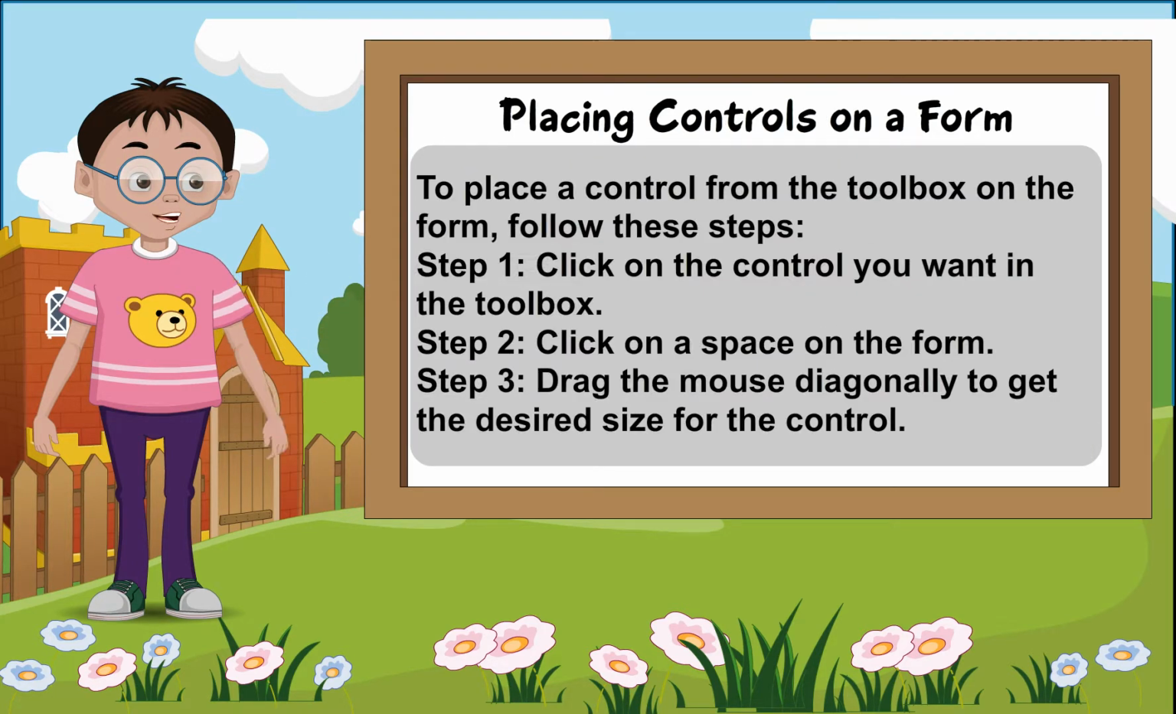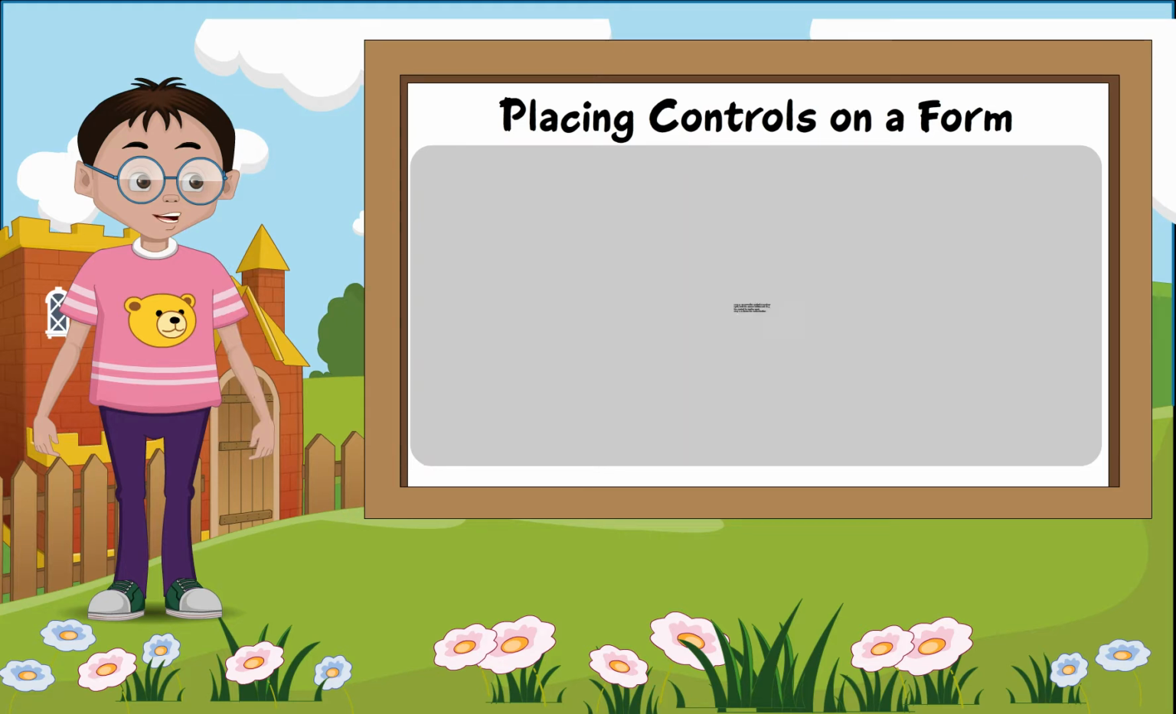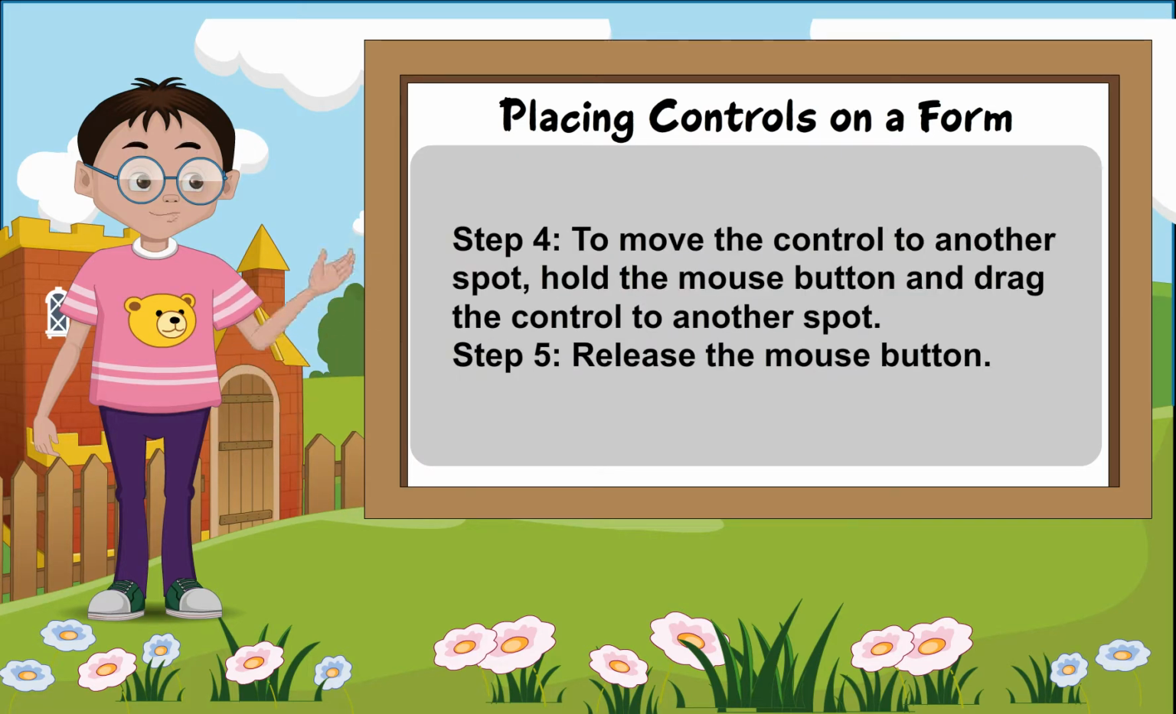Placing controls on a form. To place a control from the toolbox on the form, follow these steps. Step 1. Click on the control you want in the toolbox. Step 2. Click on a space on the form. Step 3. Drag the mouse diagonally to get the desired size for the control. Step 4. To move the control to another spot, hold the mouse button and drag the control to another spot. Step 5. Release the mouse button.